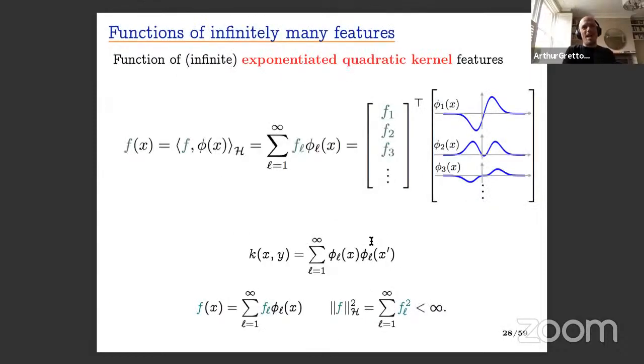Now, I might also want to define a function of infinitely many features, and I'm going to use exactly the same notation for that. So here is my f of x, dot product of f and features of x, but now I've got infinitely many features, phi1, phi2, phi3, so I've got this infinite vector of coefficients. I've got this infinite dictionary of features, so these are the features we saw already with the exponentiated quadratic kernel, and that's going to define my function. And remember that my kernel is now an infinite sum of features of x and features of x prime. Occasionally I'm going to write the norm of f, and that's exactly what you think it is, which is the sum of the squared coefficients.